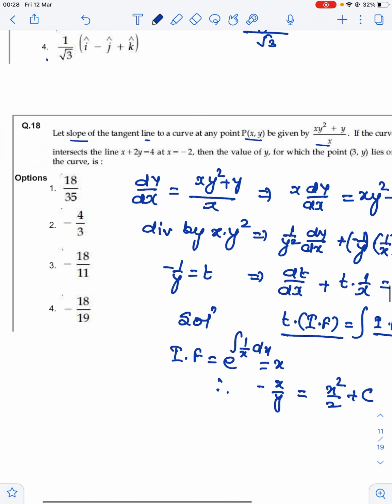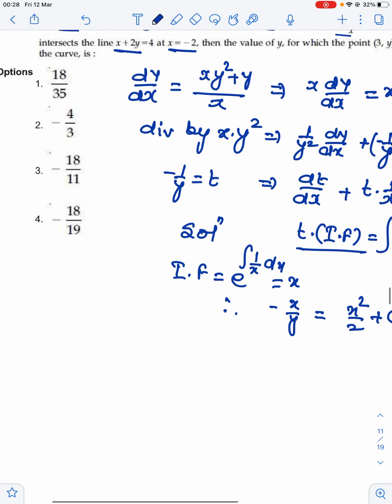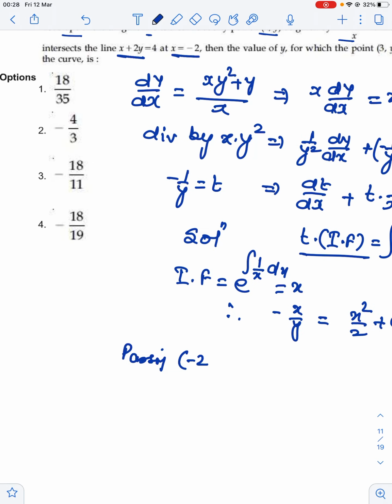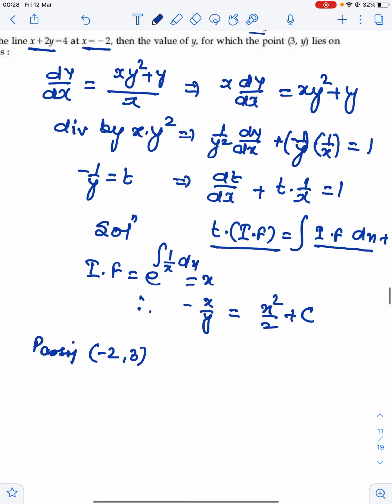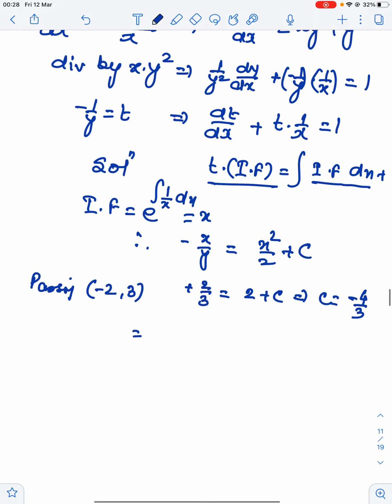So now to calculate c, they have given the indirect data that this curve intersects this line at x equal to minus 2. So passing point we can calculate at x equal to minus 2. If I put x equal to minus 2 in the equation, this will give us 2y equal to 6, that is y equal to 3. So passing through this will give us 3. So this is plus 2 by 3 is equal to 2 plus c. So c is given by 2 by 3 minus 2, that is minus 4 by 3. So minus x by y is equal to x square by 2 minus 4 by 3.